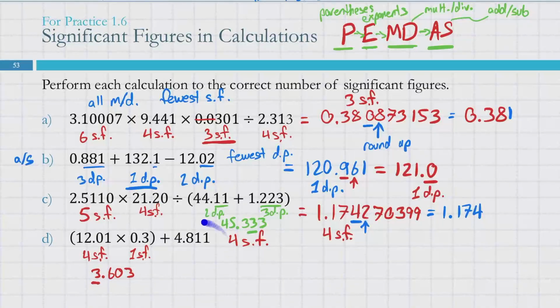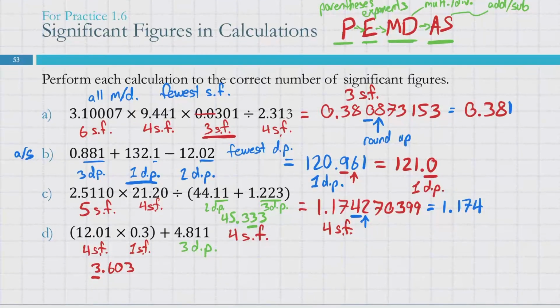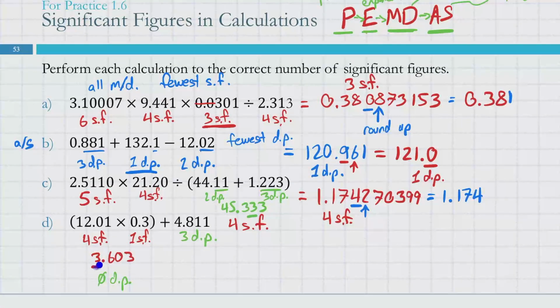So one significant figure, but now we're changing rules. We've got addition. We're adding 4.811. And now we care about decimal places. We've got 3 decimal places in 4.811. How many decimal places are significant in our intermediate number? 0. This is one of those where calling it decimal places is a little confusing. None of the numbers that are after the decimal are significant. That's why it's 0 decimal places. So we're going to round to the ones place for our answer.